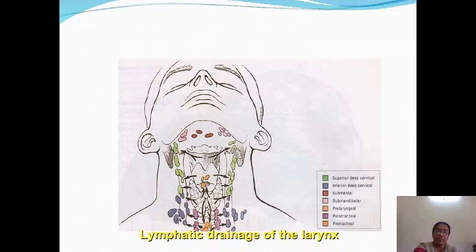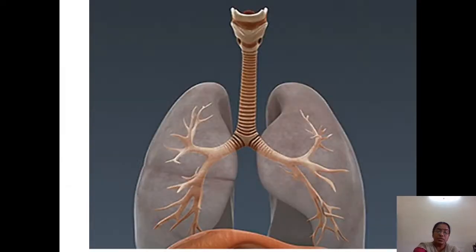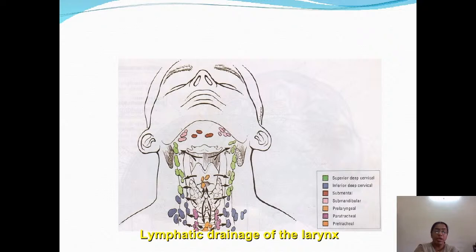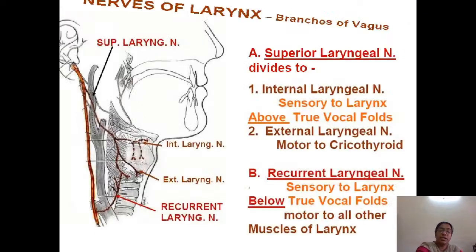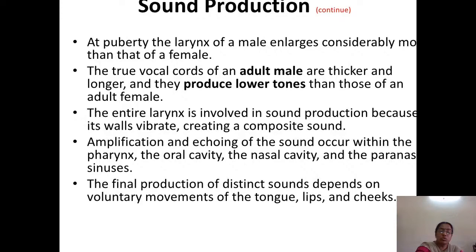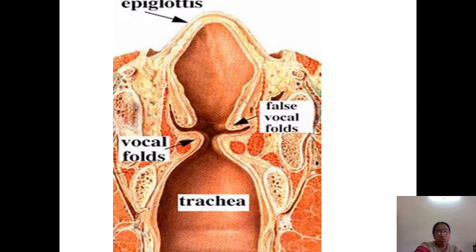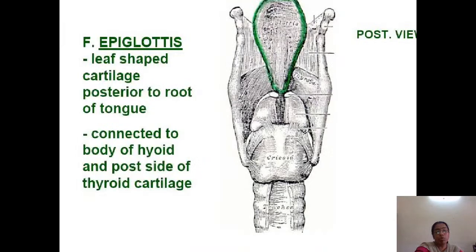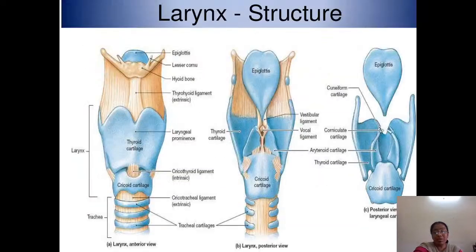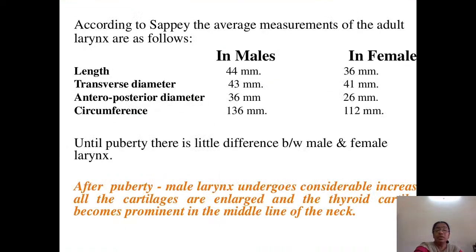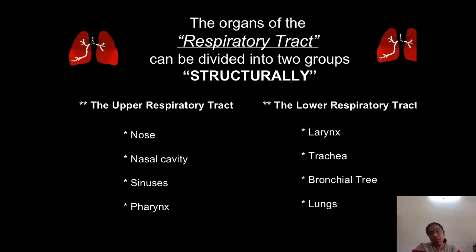So this is the lymphatic drainage of the larynx. With that, of the lower respiratory tract, one part we have done, that is the larynx. We have spoken very extensively about the larynx, but for your part, the only important thing is a little bit of widening, then we go to the next part.